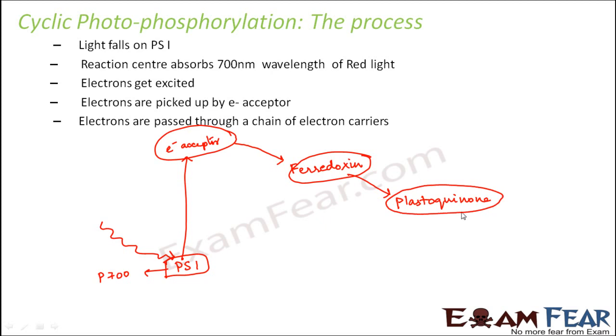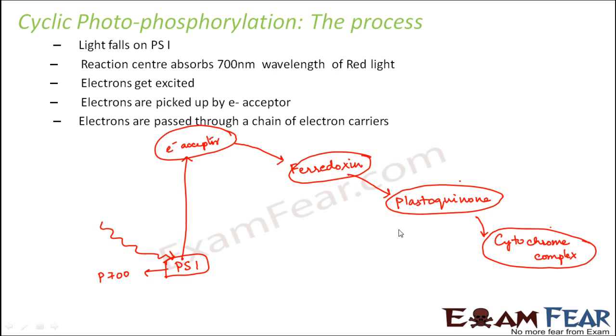So these are all protein structures. From plastoquinone, it will pass to the cytochrome complex. Just note the differences in the electron carriers which form the electron transport chain. In non-cyclic photophosphorylation, plastoquinone and the cytochrome complex form the electron transport chain between PS2 and PS1, whereas ferredoxin was a part of the electron transport chain after PS1.